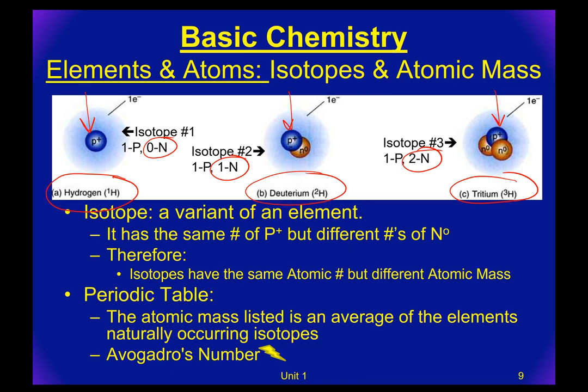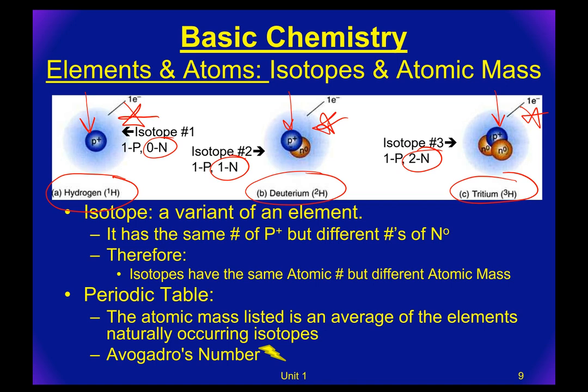Therefore, isotopes will all have the same atomic number. For isotope 1, 2, and 3 in the example, all of them have an atomic number of 1. Why? Because the atomic number is the number of protons, and it's one proton, one proton, one proton. It hasn't changed. Now, the atomic mass, that's listed as an average. We just saw that in that last slide of the elements' naturally occurring isotopes.